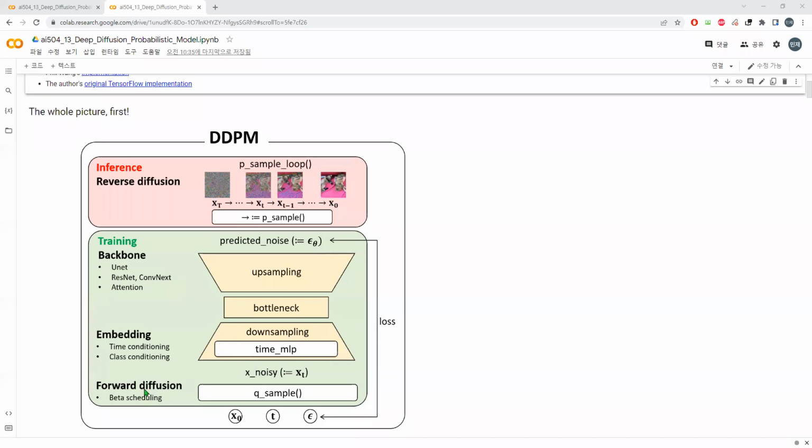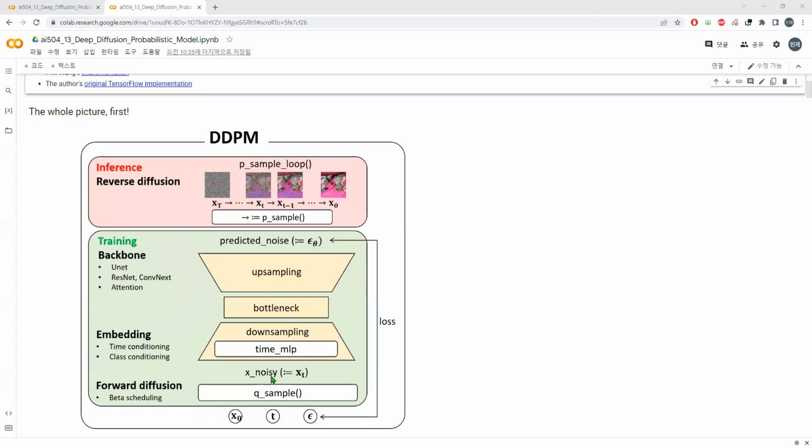Okay, and be careful, there is no learning process in forward diffusion. The forward diffusion process is already predefined by beta. We can schedule the forward diffusion with the parameter beta. So there is no learning process. Forward diffusion simply means making noisy data with the 3 elements you already sampled.